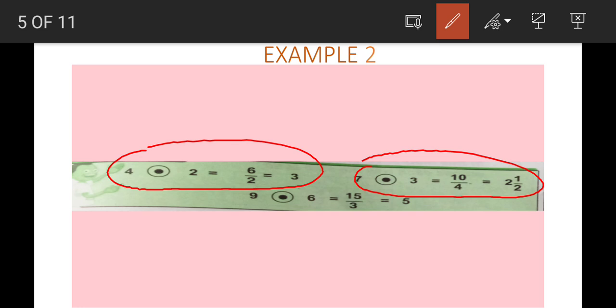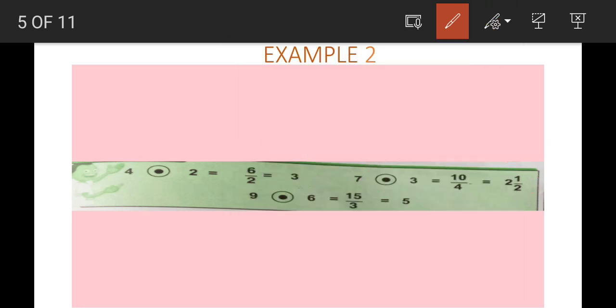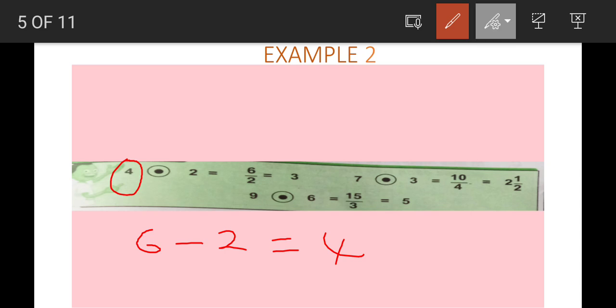Okay, let's assume 4 was not given. How can we get a 4? What we simply do is, let's work here, 6 minus 2. What is that? 4. This is how 4 was gotten. Good.